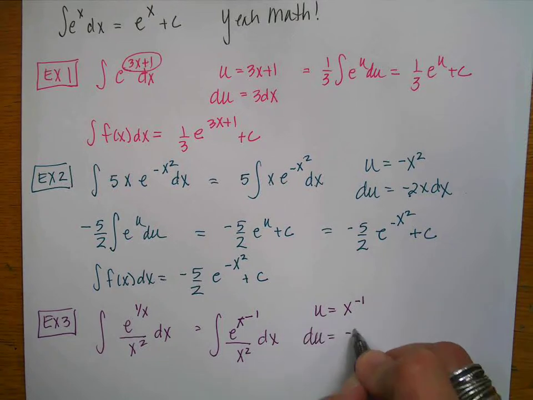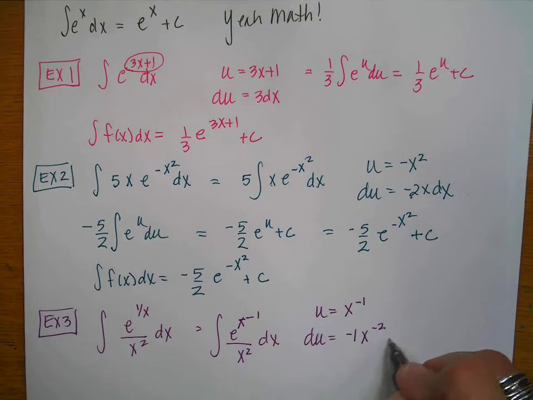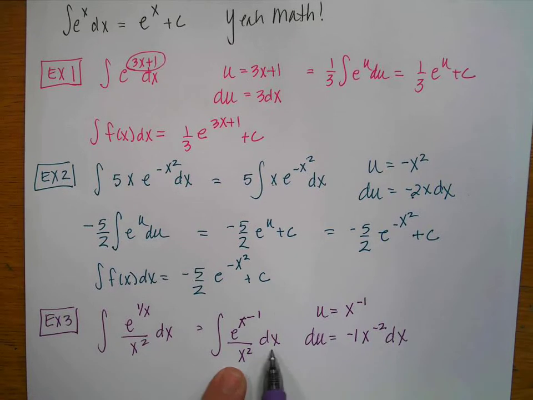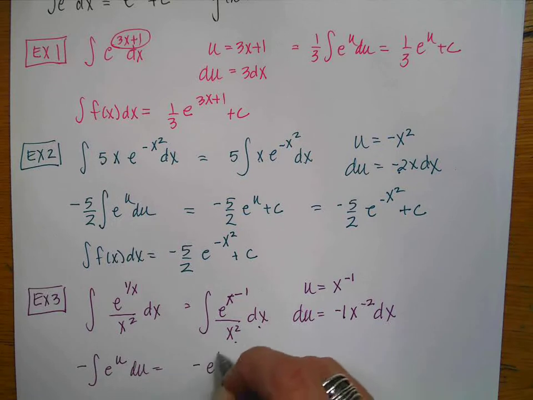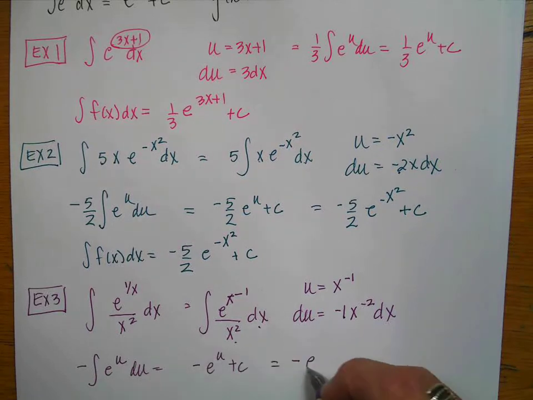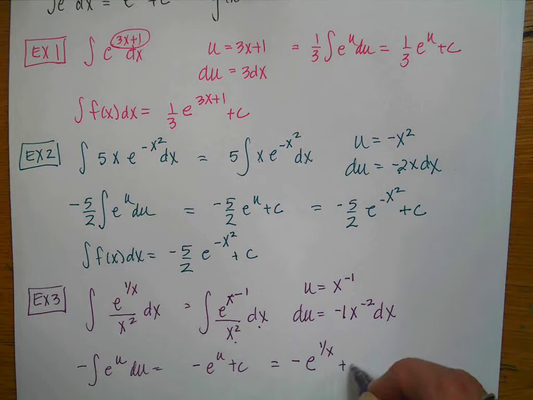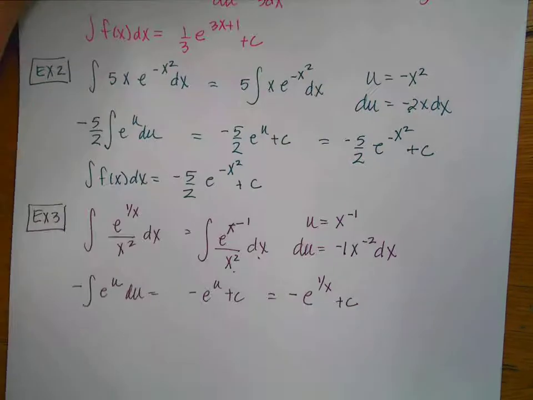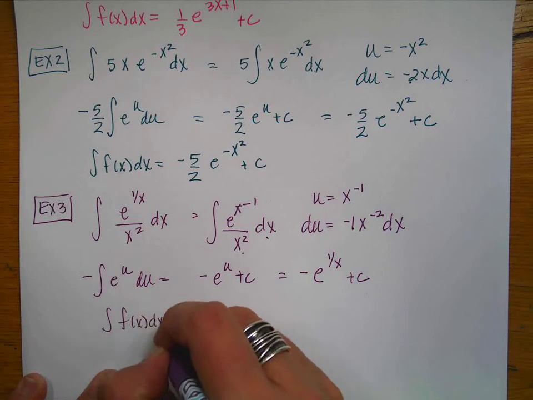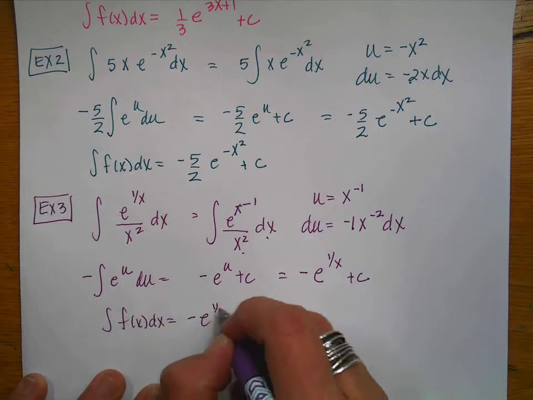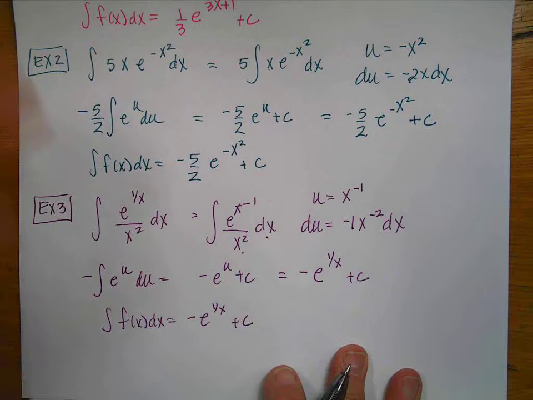My du is a negative 1 x to the negative 2 dx, which is, here's my x to the negative 2 dx. So the negative 1 is the only thing that I need to introduce. So I'm going to have a negative integral e to the u du, which is just a negative e to the u plus C, which is a negative e to the 1 over x plus C. Okay, and then I would report my answers well, which means I would say the integral of f of x dx is equal to a negative e to the 1 over x plus C.